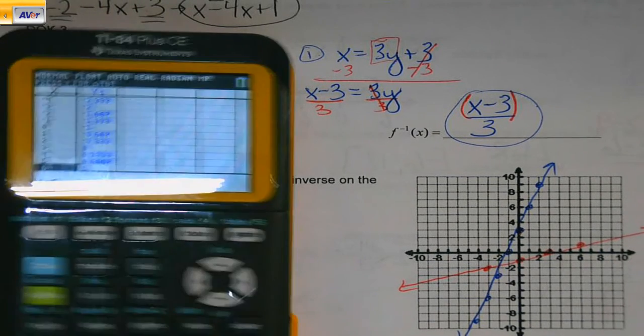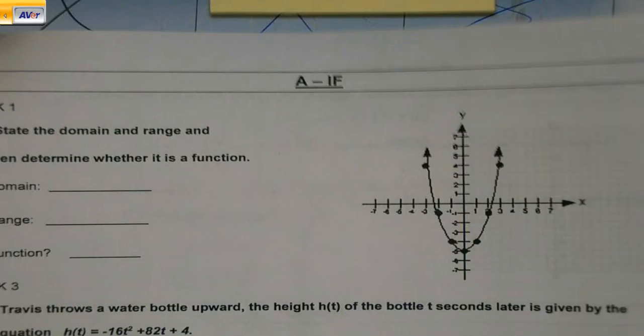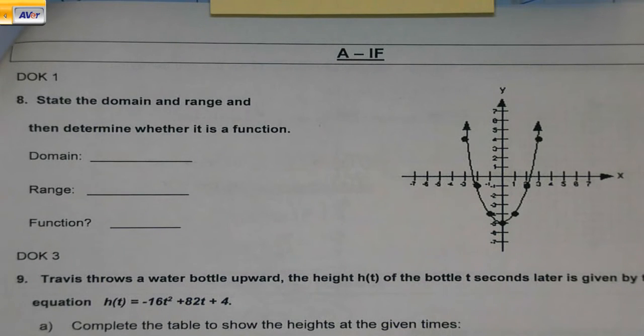So if I didn't have a graphing calculator, but you will, I could do it that way too when I was going to graph. I could just take my initial line and flip all the coordinate points and make it work that way. But again, when we're on a test like this, might as well use the tools that we have. All right. Great. State the domain and range, then determine whether it's a function.